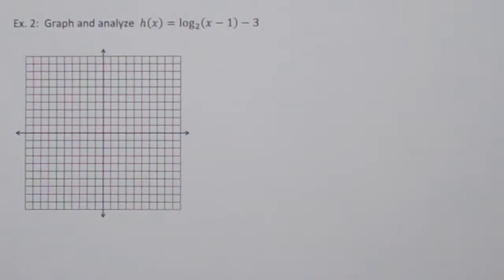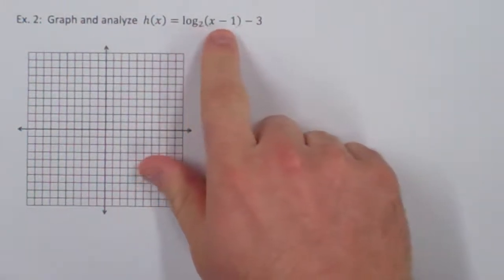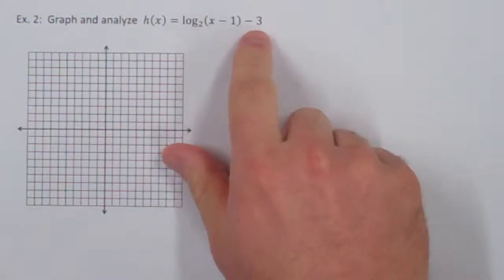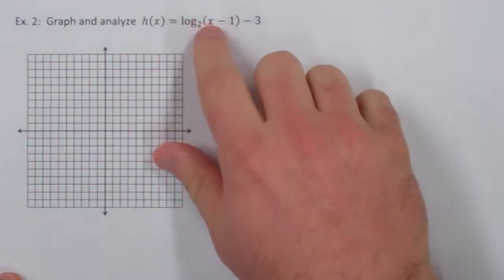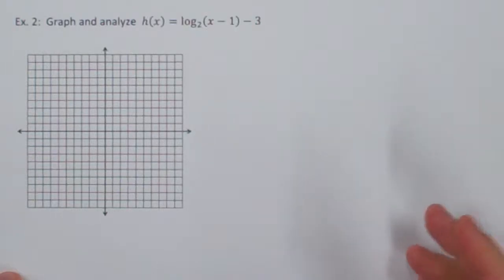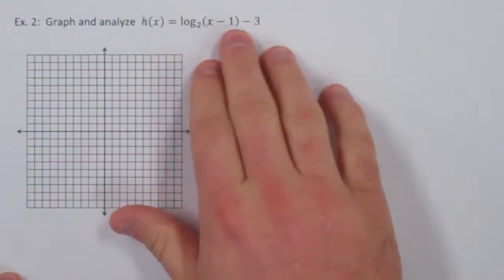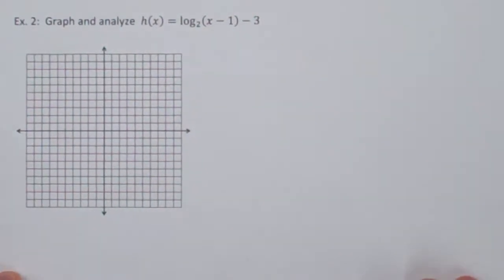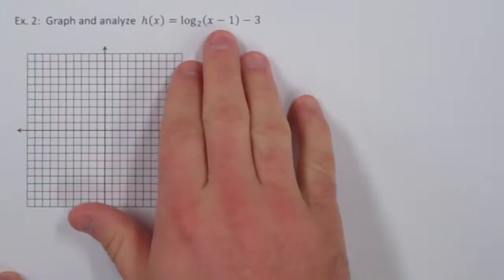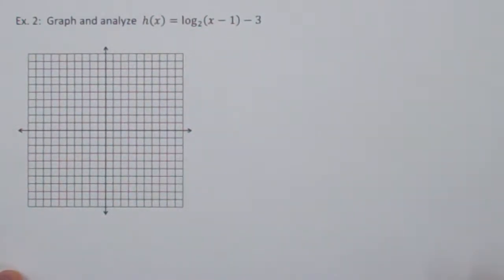In example 2, we're asked to graph and analyze h of x is equal to log base 2 of (x minus 1), and then the minus 3 is outside the logarithm. It's a really good idea to use parentheses here. As a matter of fact, if you didn't, it would be fairly difficult to figure out, are we supposed to add -1 and -3 together and then make that part of the log or not? So you're going to want to use parentheses if you want that variable or that number to be included in the logarithm.